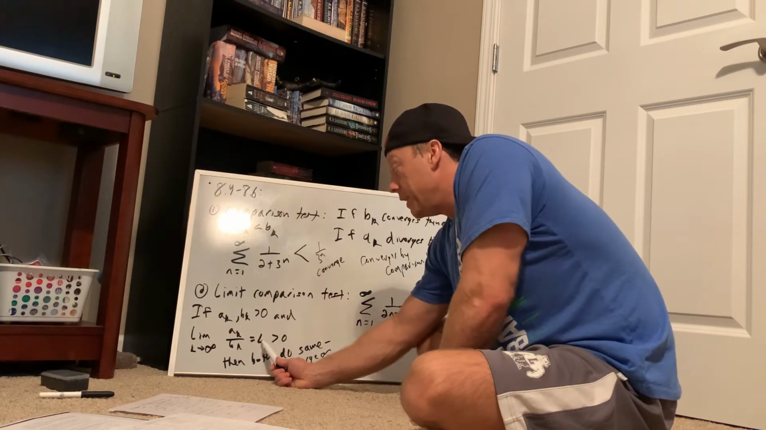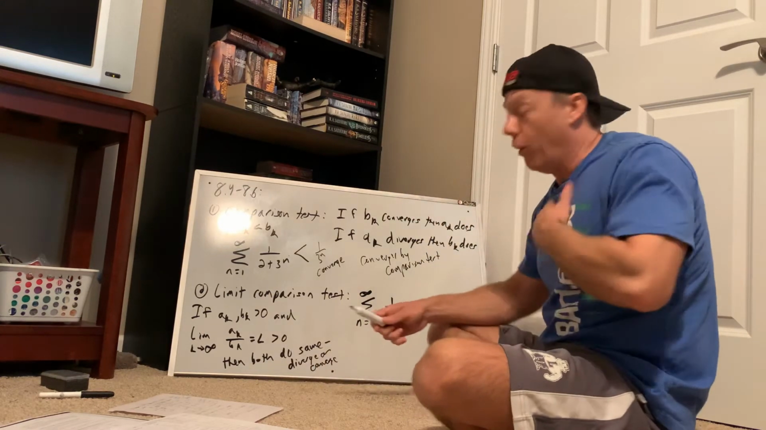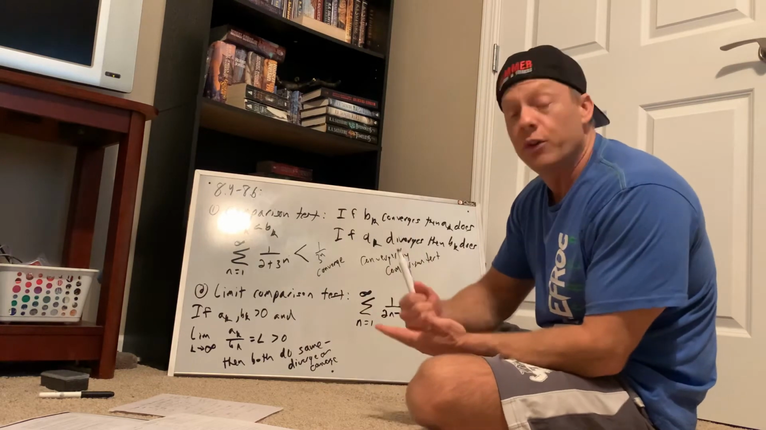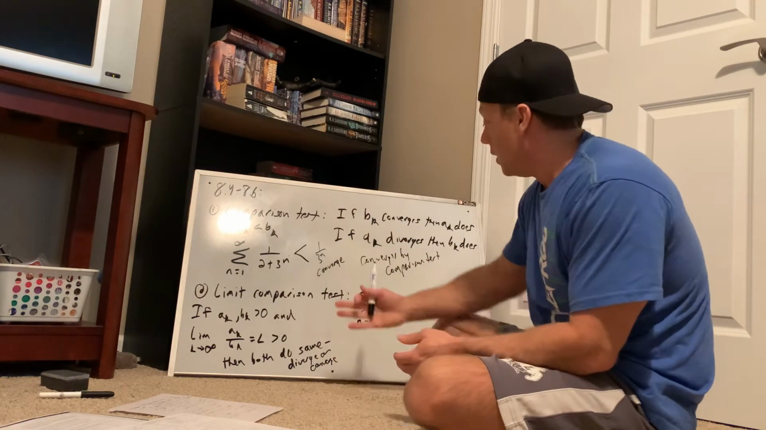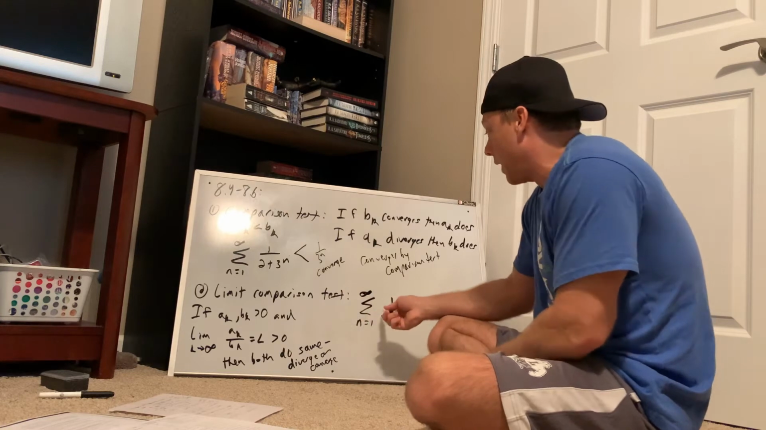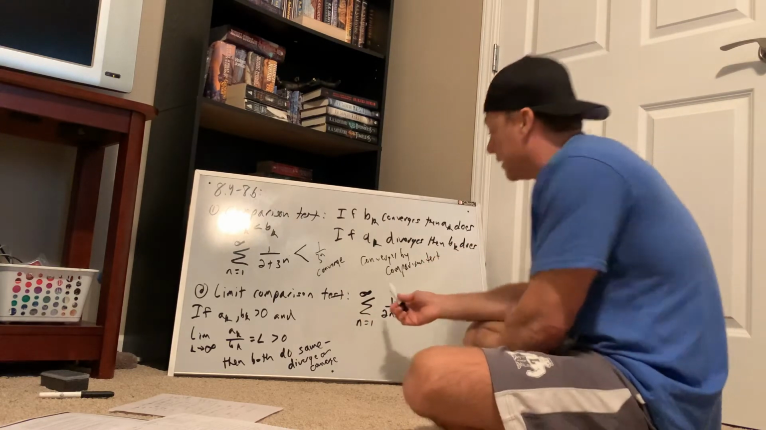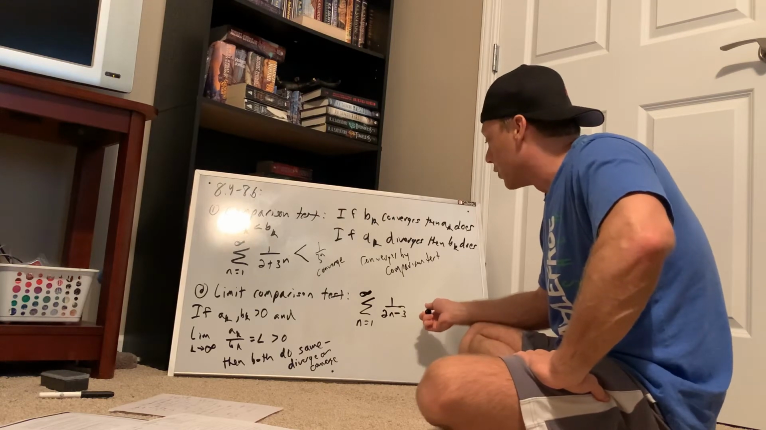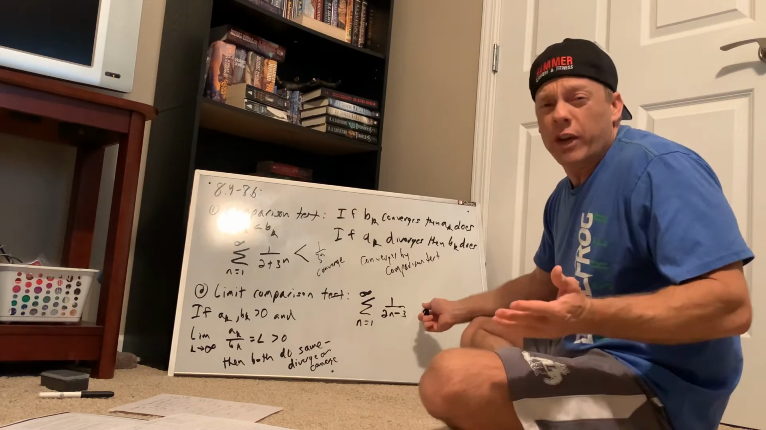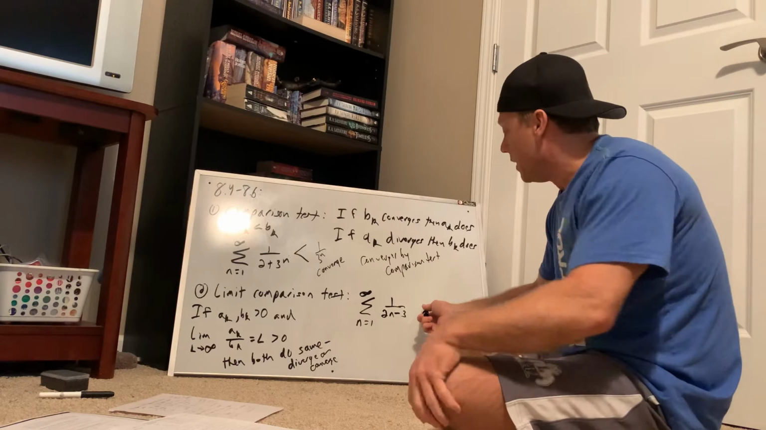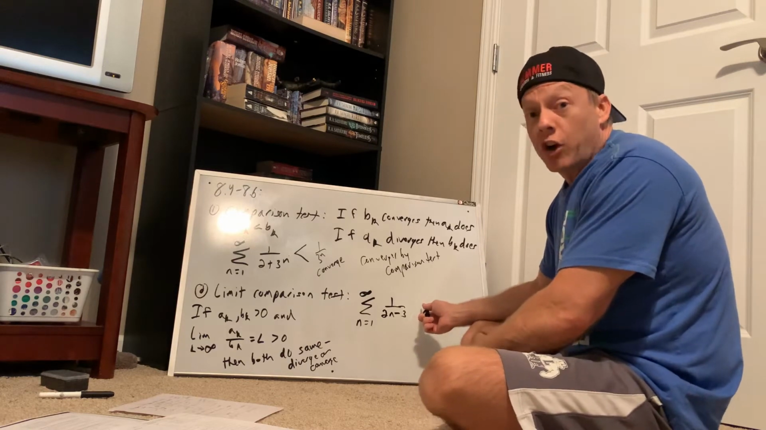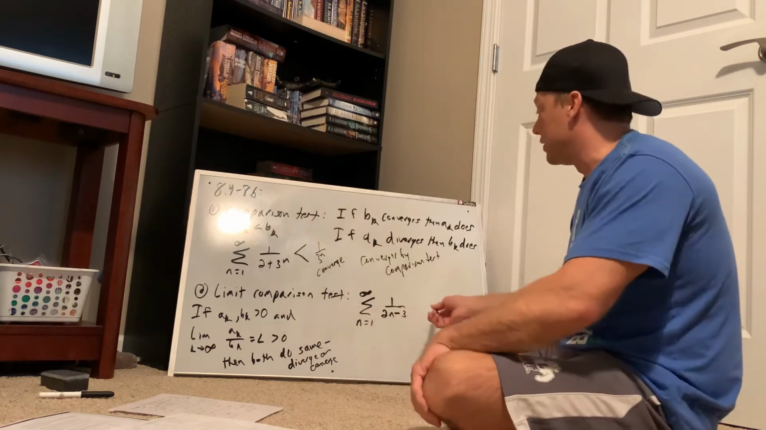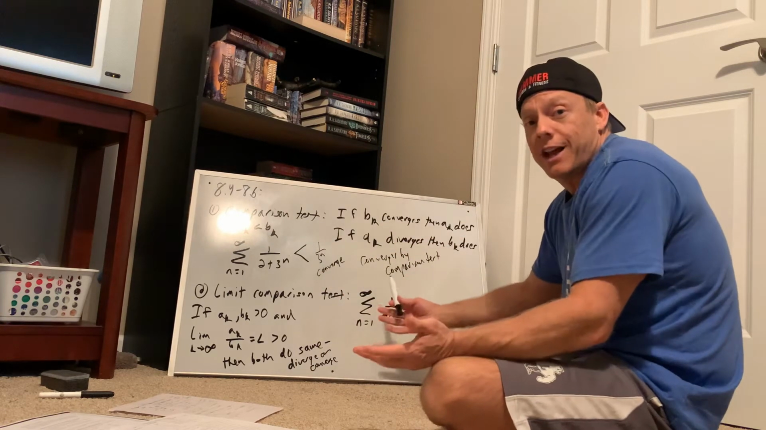If that limit is a number that's bigger than 0, then both these things are going to do the same thing. They're both going to either converge or they're both going to diverge. In this case, my first thing was I wanted to do the comparison. Well, 1 over 2n is really like 1 over n with a 1/2 out front. I know 1 over n is the harmonic series and it diverges. So my bigger set diverges, so I can't use my comparison test.